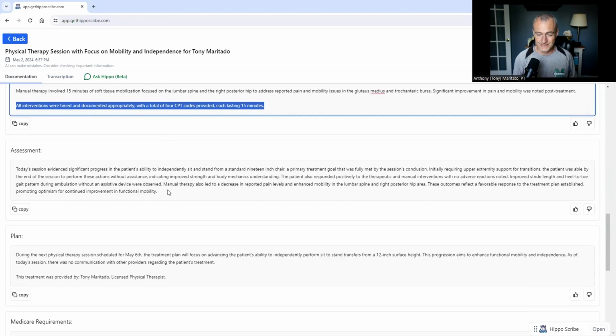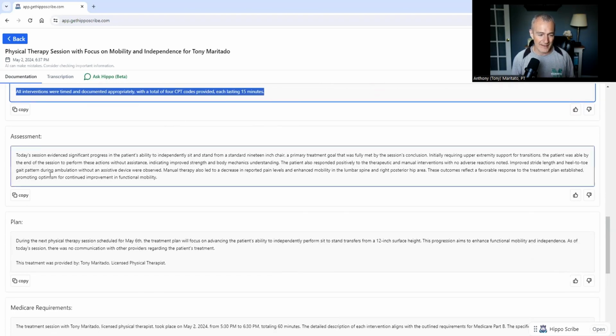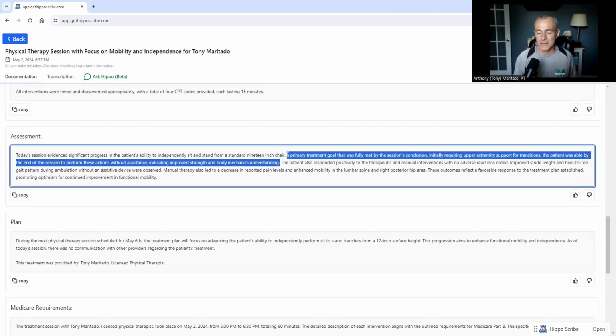So interesting. I did indicate that time. Today's session evidenced significant progress in the patient's ability to independently sit to stand from a standard 19-inch chair. A primary treatment goal was fully met by the session's conclusion. Initially requiring upper extremity support for transitions, the patient was able by the end to perform these actions without assistance, indicating improved strength and body mechanics. Now, it doesn't necessarily specify that it was upper extremity assist for the sit to stand, but I can always add that if I think it's an important element.